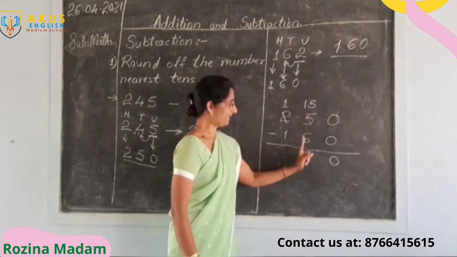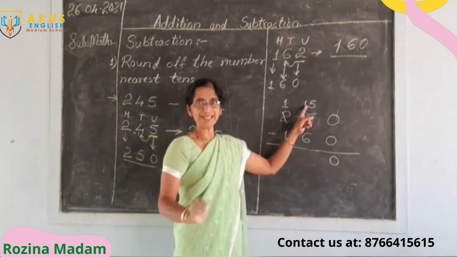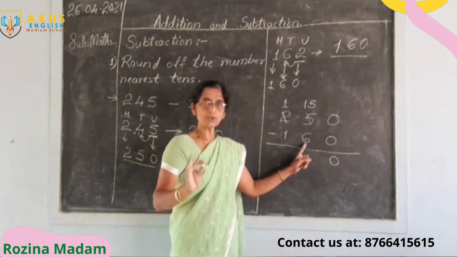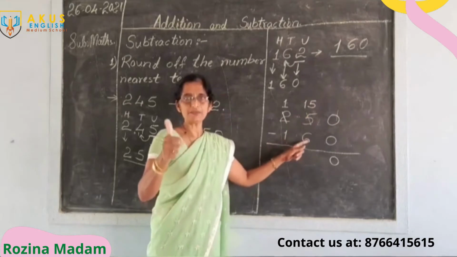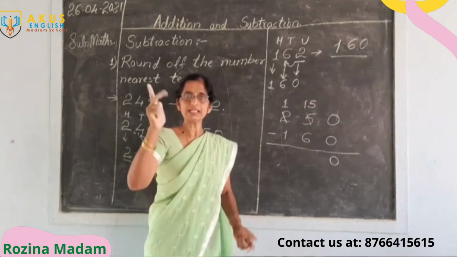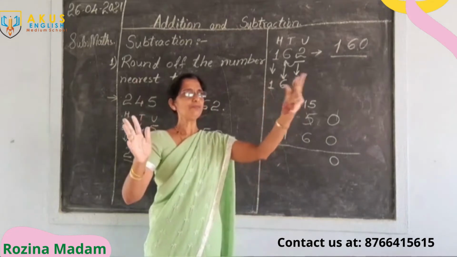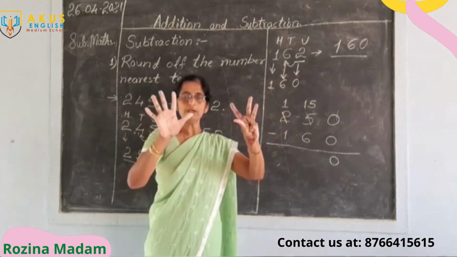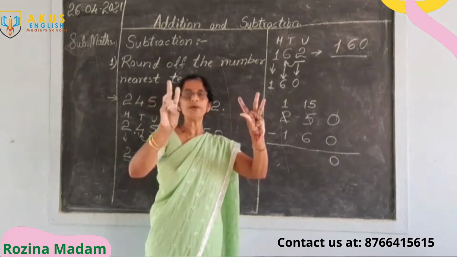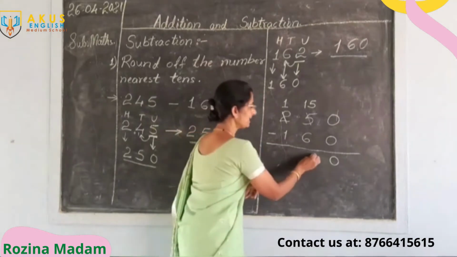So 15, 6 goes. If you want to see 15 minus 6, you can just calculate the numbers after 6 up to 15: 7, 8, 9, 10, 11, 12, 13, 14 and 15. So total, what is the answer, just count: 1, 2, 3, 4, 5, 6, 7, 8, 9. So the answer is 9 here.